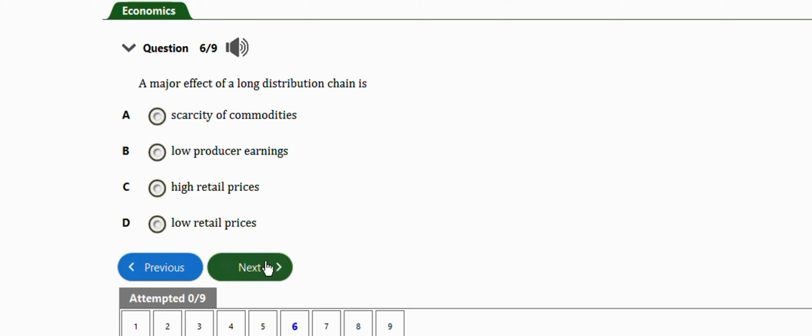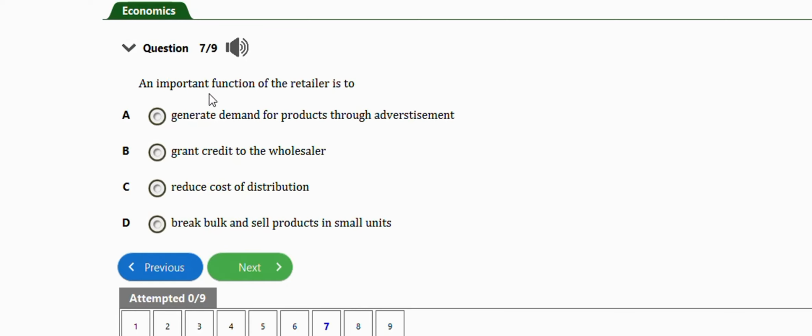Okay, the next question is this one. It says, an important function of the retailer is to generate demand for products through advertisement. I think we have already answered this question, it is to break bulk and sell products in small units, option D.